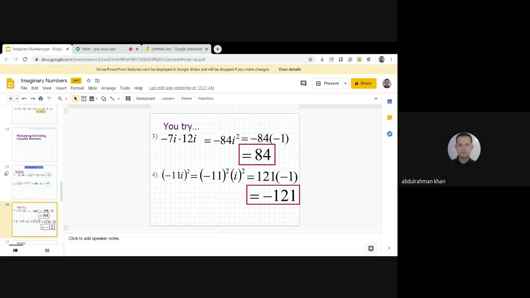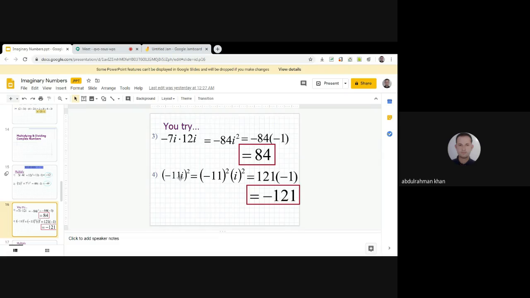Thus, the question: minus 7i times 12i. Very simple. Minus 7 times 12 is minus 84. And i times i is i square. Again minus 84, as i square is equal to minus 1. Now, minus multiplied by minus is plus. 84 times 1 is 84.